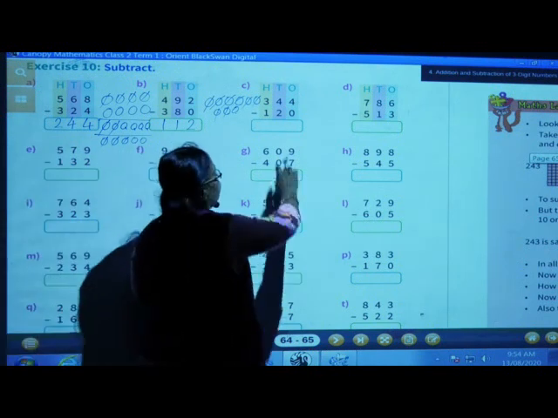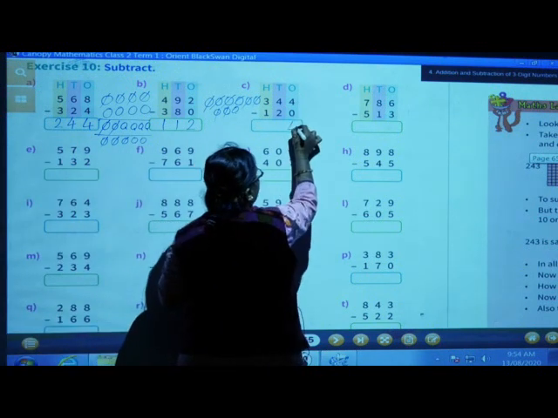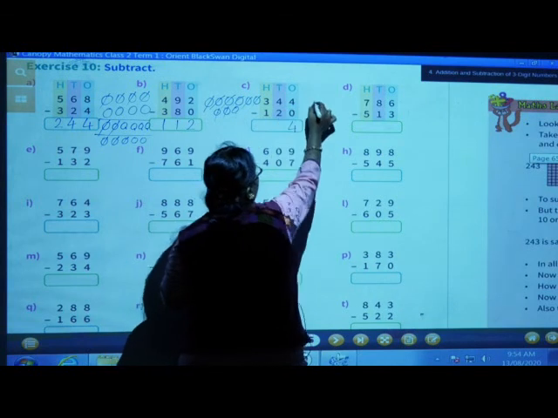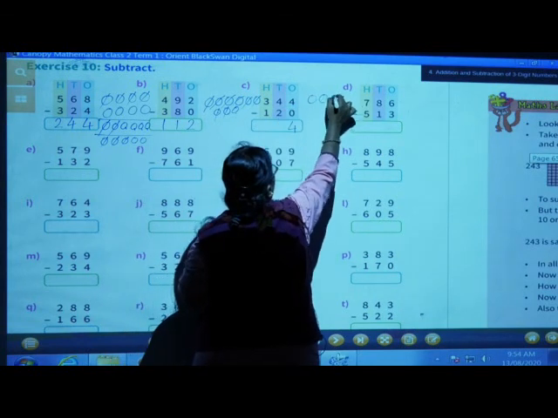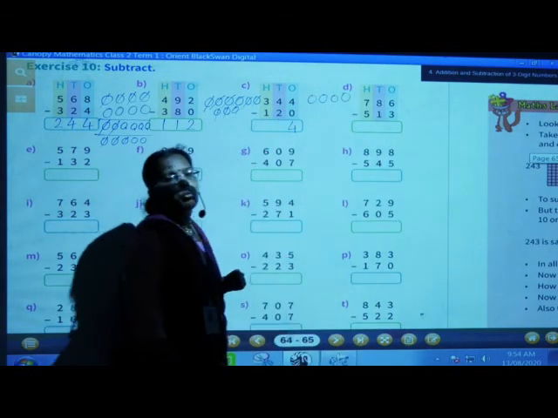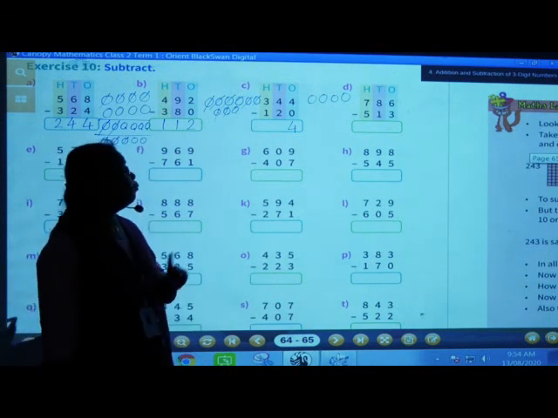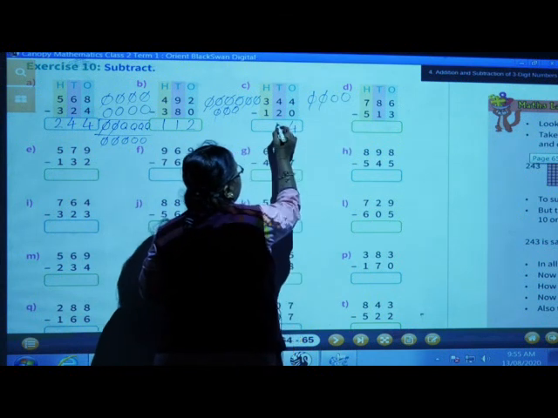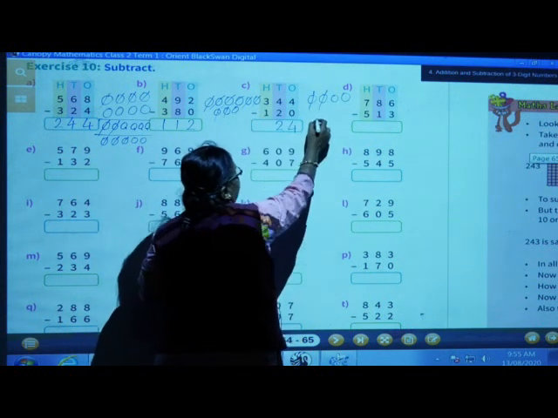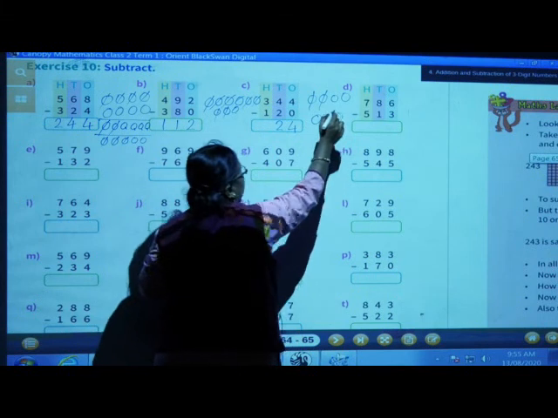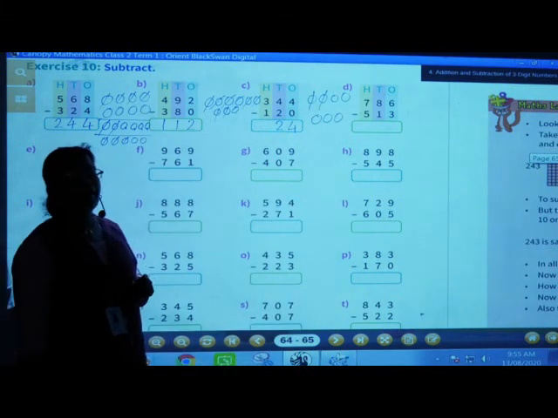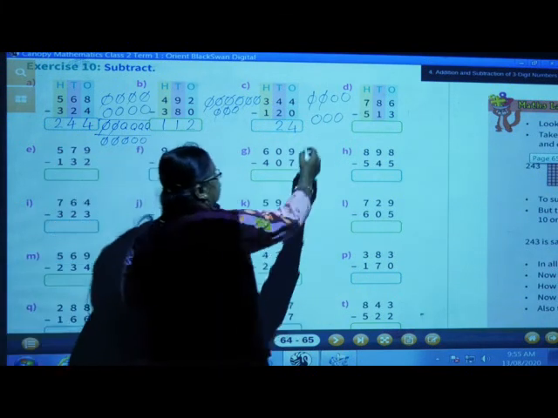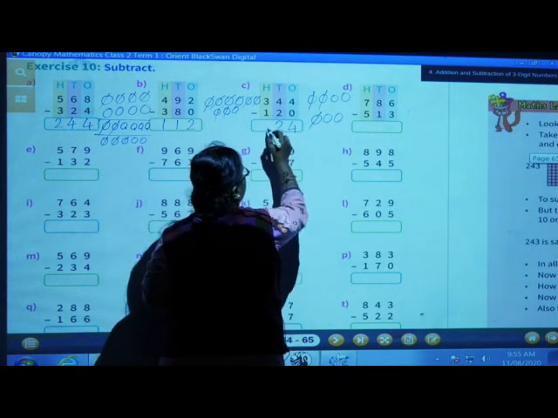Then 4 minus 0 is 4. 4 minus 2. 1, 2, 3, 4. From these 4, how much do you want to cut? 2. So 1, 2. How many remain? 1, 2. Then 3 minus 1. 1, 2, 3. From this, how much do you want to minus? 1. So remaining 1, 2.